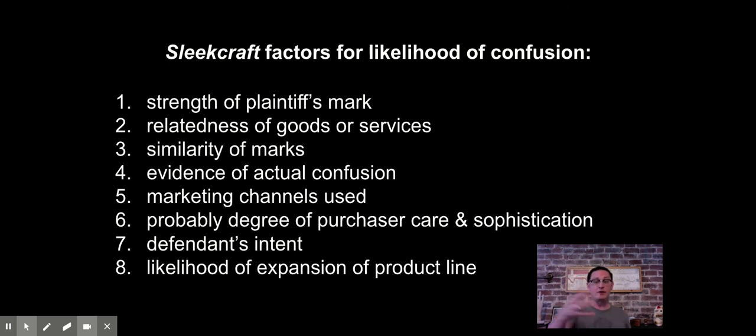So what do the courts look at? Well, first they look at the strength of the relevant marks, and they say, look, Toucan Sam, the mark's been around for a long time, very familiar mark, clearly a strong mark. They look to relatedness of the goods or services.